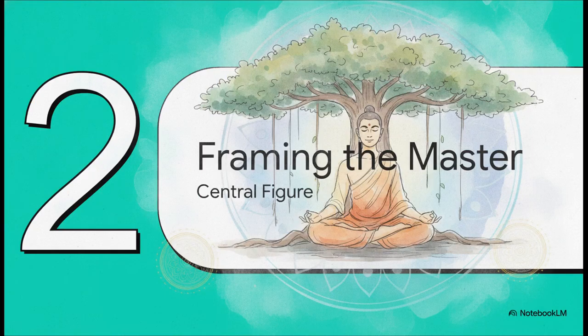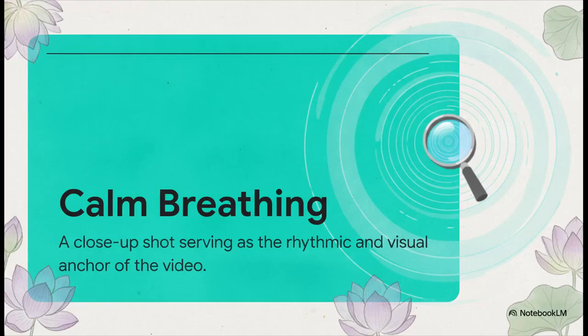Moving right along to section 2, framing the meditation master. Now here's where it gets really fascinating. The simple physical act of calm breathing is used as the absolute center of this entire visual experience. By zooming in for a close-up of the master meditating, the scene actually gives the viewer a visual rhythm to follow. It's not just a picture you're looking at, it's a physiological cue. You watch that calm breathing, and almost automatically, your own breathing starts to slow down to match it. It's an incredibly powerful technique for anchoring your attention and building that specific spiritual mood.